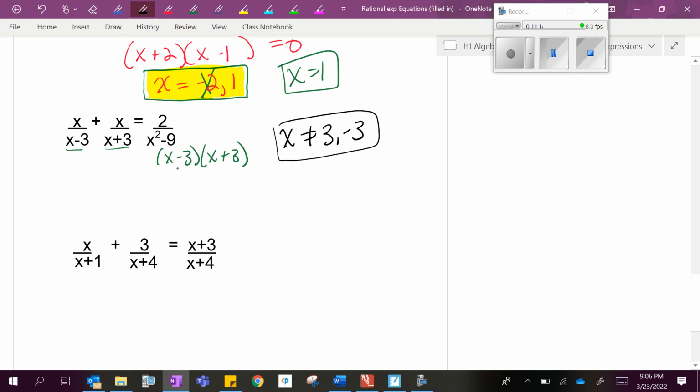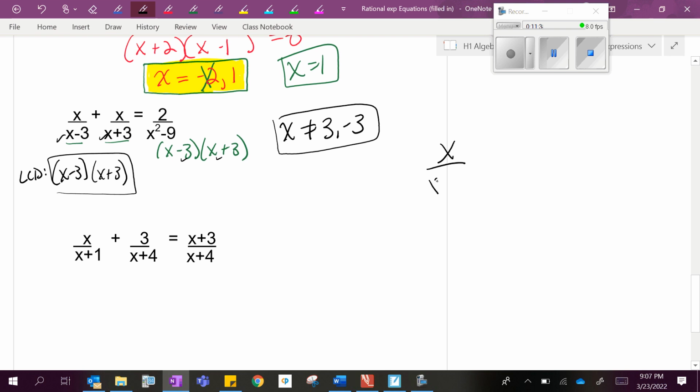So now we want to multiply each term. Our common denominator is going to be x - 3 because we need it for this term, x + 3 because we need it for that term, and then we need both of them for this final term, and we have them. So that will be our common denominator. Now, actually, I'm going to rewrite this up here.